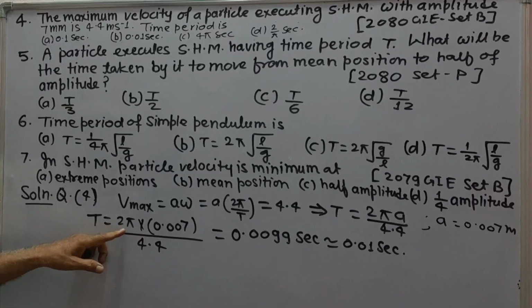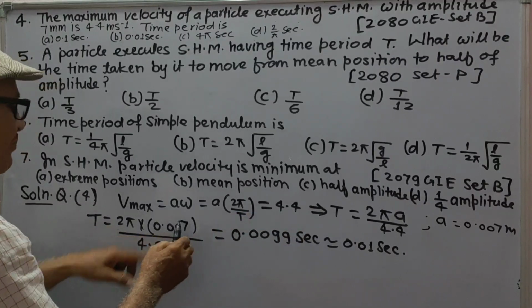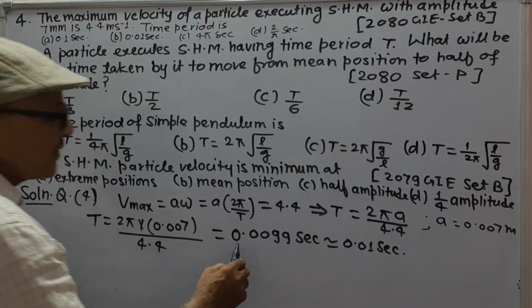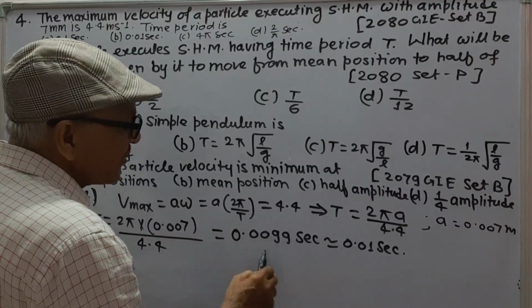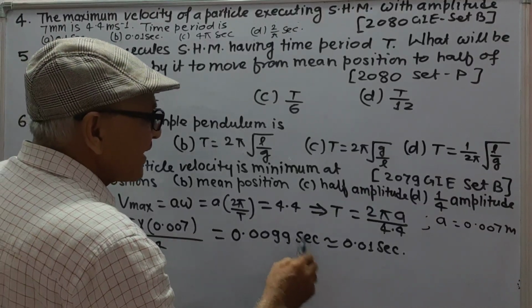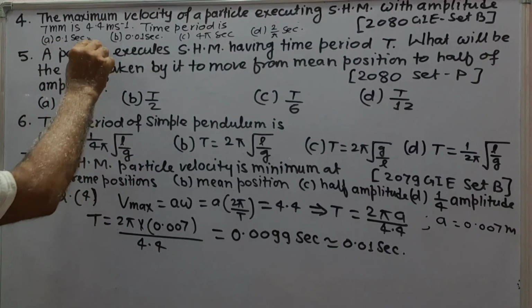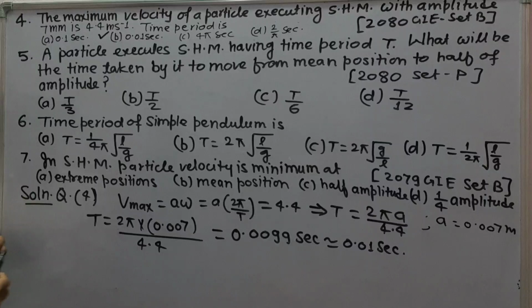So T will be equal to 2 pi into 0.007 upon 4.4, which gives 0.0099 second, which is nearly 0.01 second. So the correct option will be B.